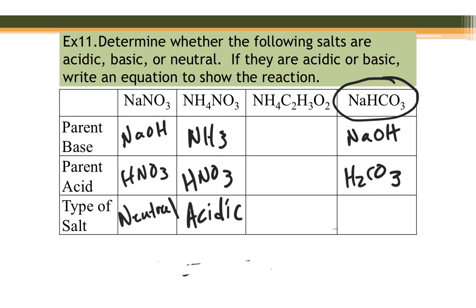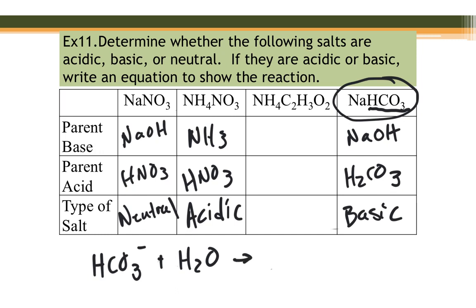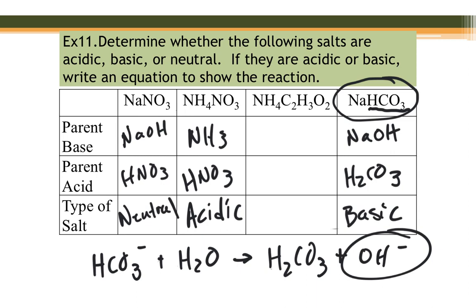But then I have to prove that it's a basic salt by, once again, taking the weak part of the salt, which in this case is the acidic part, and adding water to it. So here I would say this is a basic salt. I'm going to take the weak part of the salt, which is the HCO3 minus, and I'm going to add to it water. One of the hydrogens will transfer and reform the parent carbonic acid, and you'll be left with the water losing a hydrogen, giving hydroxide ions. There is the evidence that it is a basic salt.